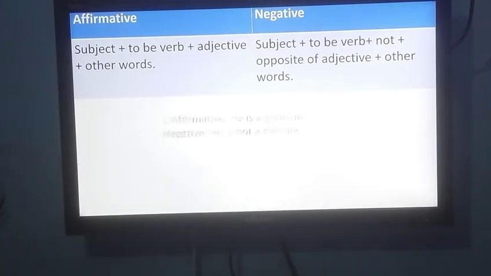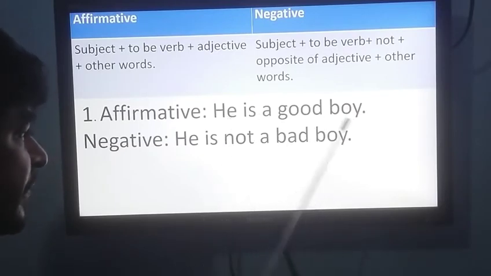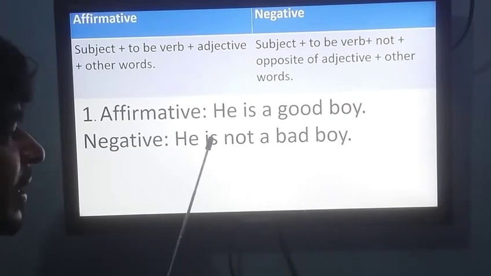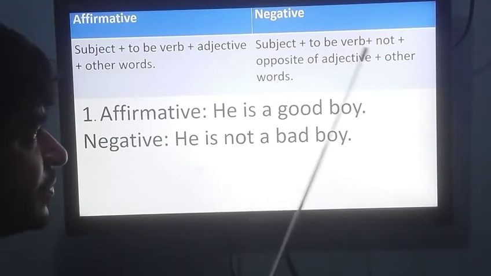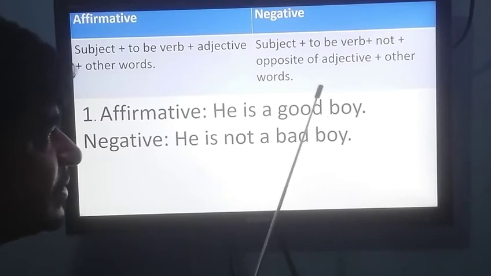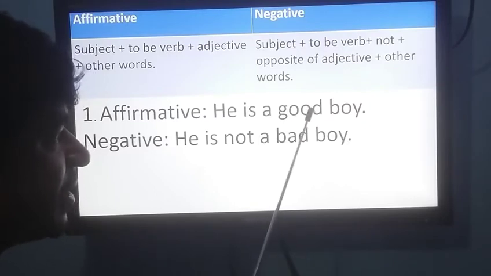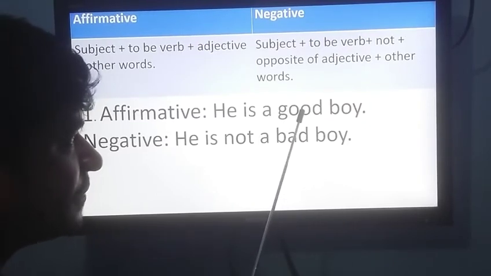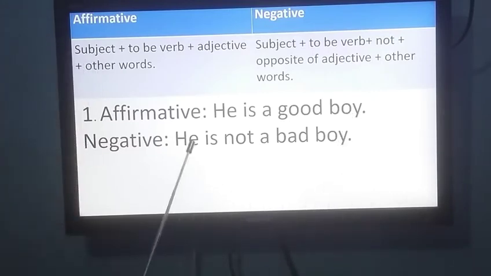Now take example. In affirmative sentence, he is a good boy. He is not a bad boy. He is has not been changed. Then we have to use not, so we have used here not. Then in place of good we have used here bad, because bad is the opposite word of good. Then other word boy has not been changed, so he is not a bad boy means he is a good boy.